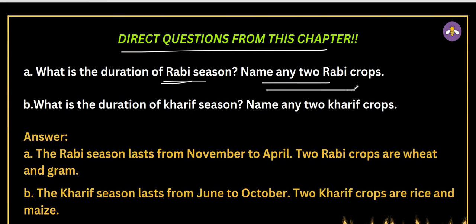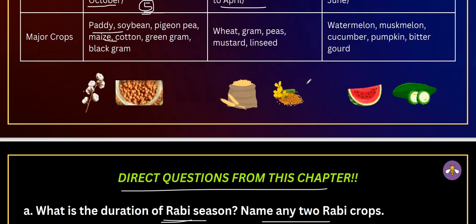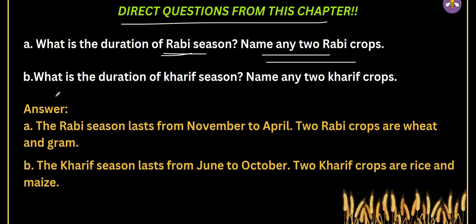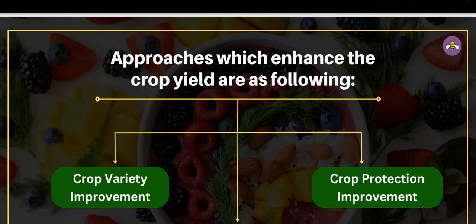Name any two Rabi crops. You can say wheat, gram, peas, mustard. Then what is the duration of Kharif crops? It is very easy. June to October. Name Kharif crops: paddy, rice, maize, anything.